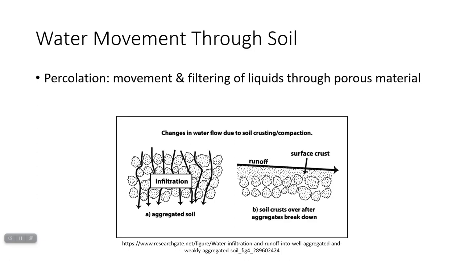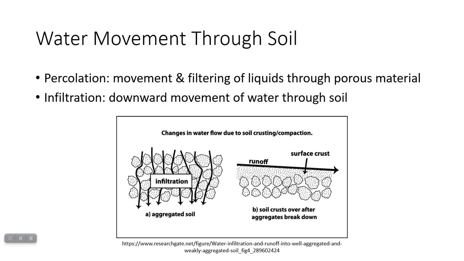And there are a couple of terms involved with water moving through soil. Percolation is water moving into a porous substance, something with pores that allows it to pass. Infiltration is the movement of water down into soil. So it percolates into the soil and then it infiltrates down to deeper layers of the soil. This can be affected by the same things that affect permeability: pore size and connectivity of the pores.